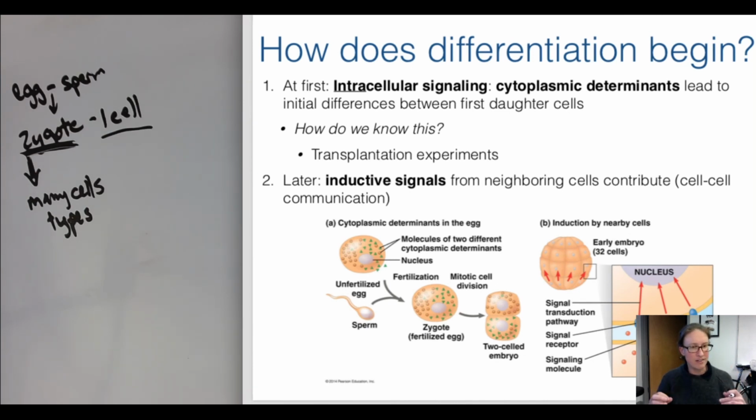And then later on in development, usually when an embryo reaches around the 32 cell stage, there starts to be more coordination between different cells, and so exchange of signals that are called inductive signals. So this is cells talking to each other, saying, hey, I'm going to turn into the head. Oh, okay, I'm going to turn into the leg. So that you don't wind up with two heads and one leg. Instead, one head, two legs. So that's sort of how things get started in these early stages.